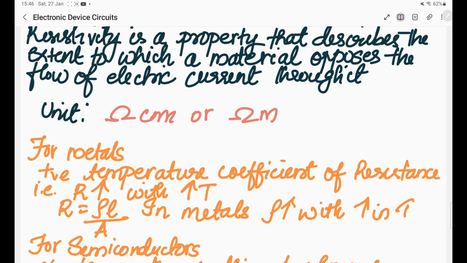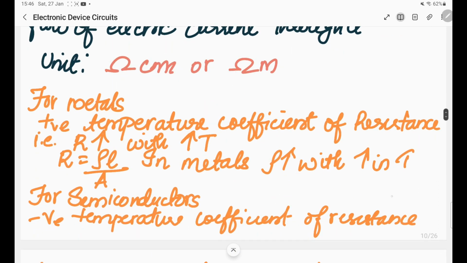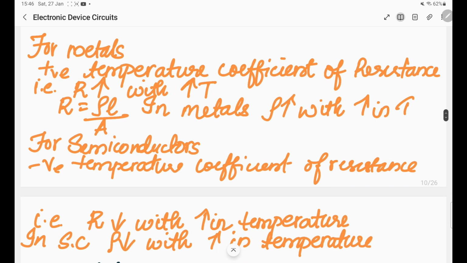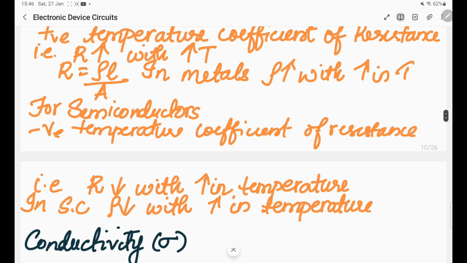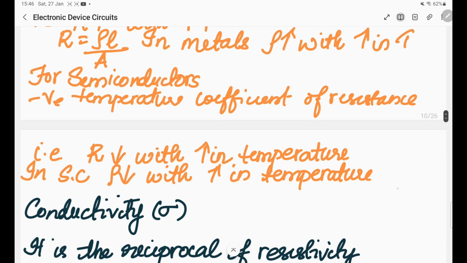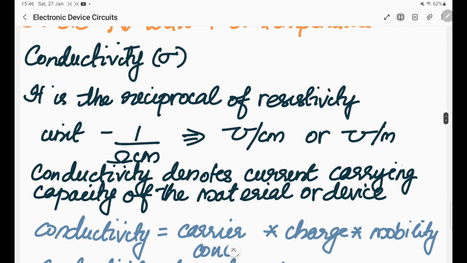So in metals, the resistivity increases with increase in temperature. For semiconductors, there is a negative temperature coefficient of resistance, that is, the resistance decreases with increase in temperature. In semiconductors, when the resistance decreases, what happens? The resistivity also decreases because R is directly proportional to the resistivity rho. So resistivity decreases with increase in temperature. So that's about resistivity. And now let's learn what is conductivity.